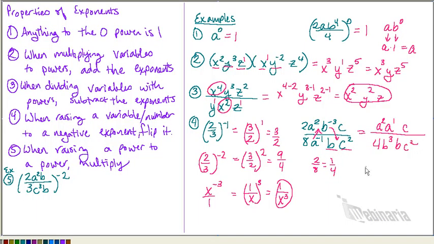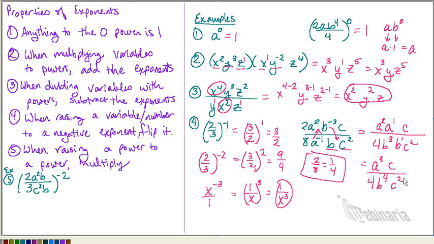Alright, well let's continue. Let's combine some terms here, a squared times a to the first. We learned in property 2 that when multiplying variables with powers, we add the exponents. That's going to give you 2 plus 1 is 3. On the bottom, we have b to the third times b. That's 3 plus 1, which gives you a b to the fourth, and a c squared.